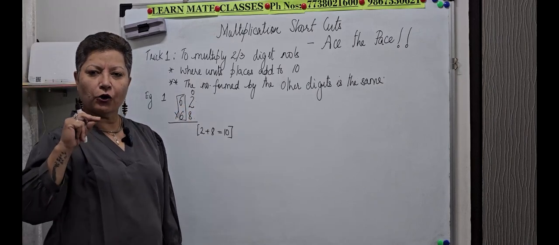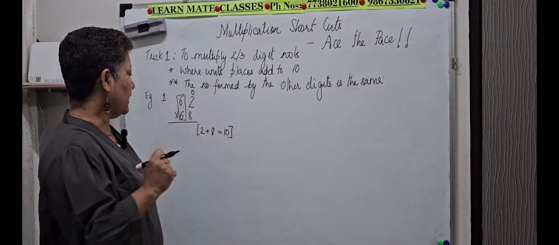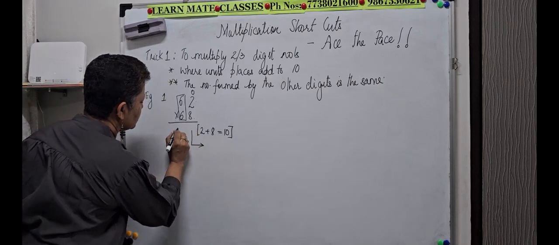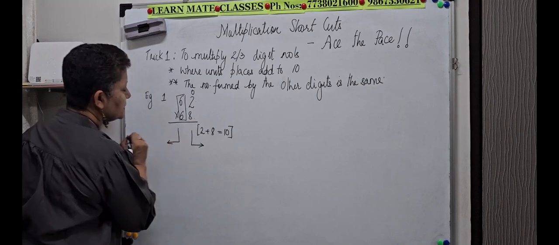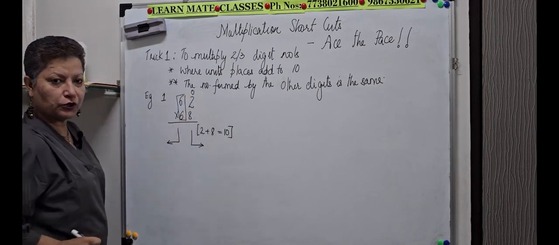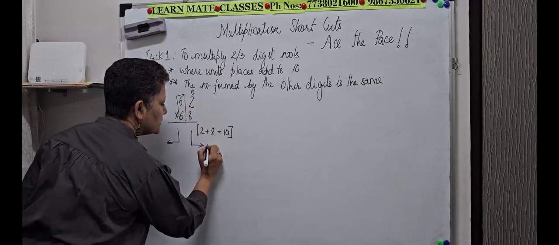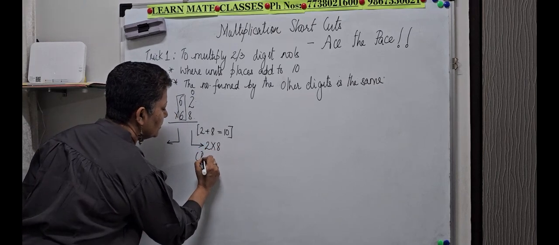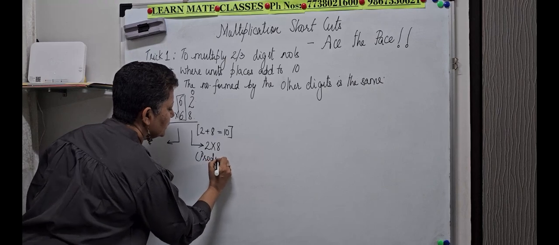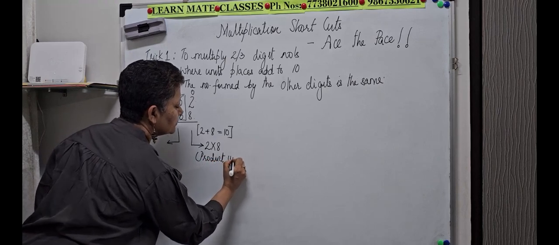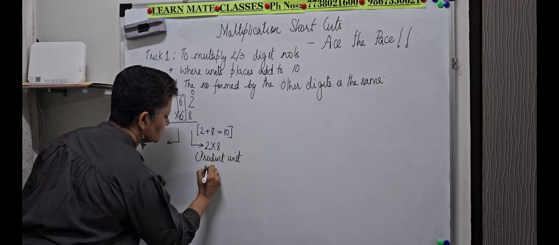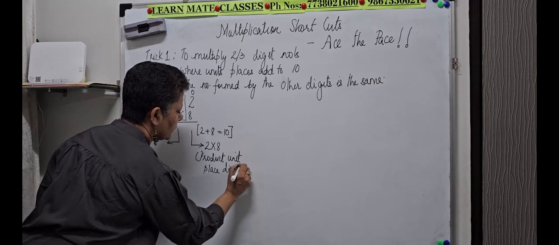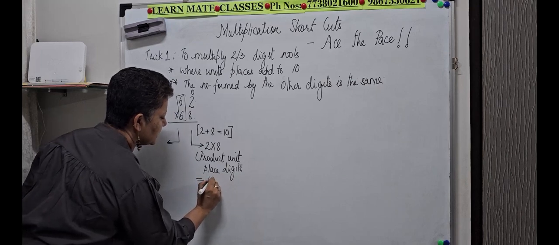So let's just see how quickly in 2 seconds you can actually do it. The product is going to be in 2 parts. The second part is going to be the product of the units place digits. So it is 2 into 8. What you did was to multiply the units place digits, and what you got was 16.